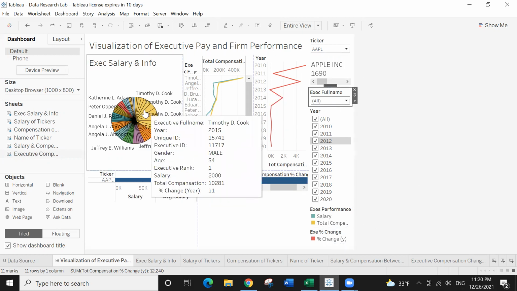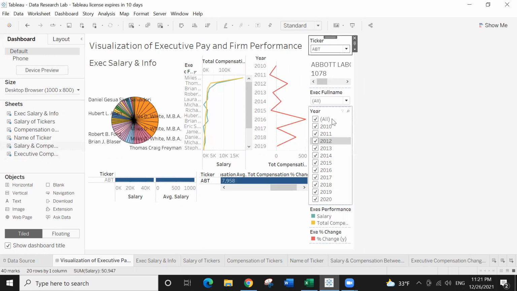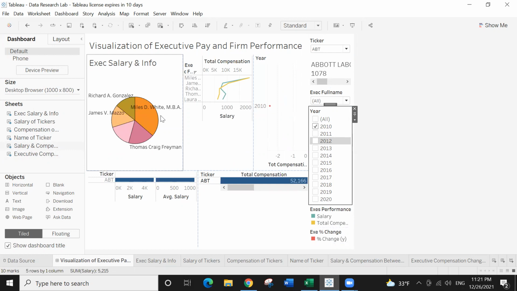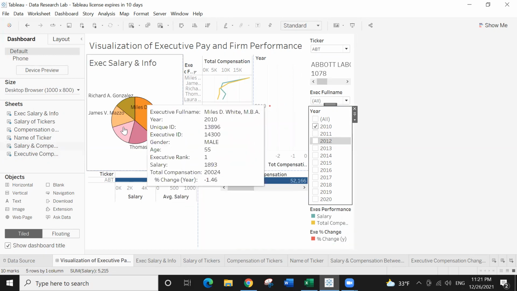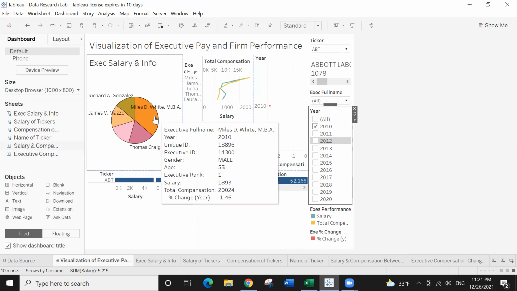So we look first at the pie chart. For the pie chart, we could see the salary proportion of each executive in ABT, this company. A bigger slice means the person has more salary, and the pie chart is sequenced from high salaries to low. So when we hover over one of the slices, we could see the employee's basic information, their salary, their total compensation, and also their percentage change.